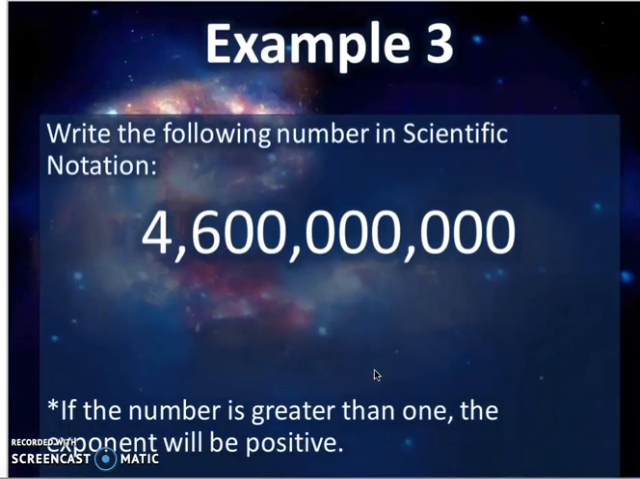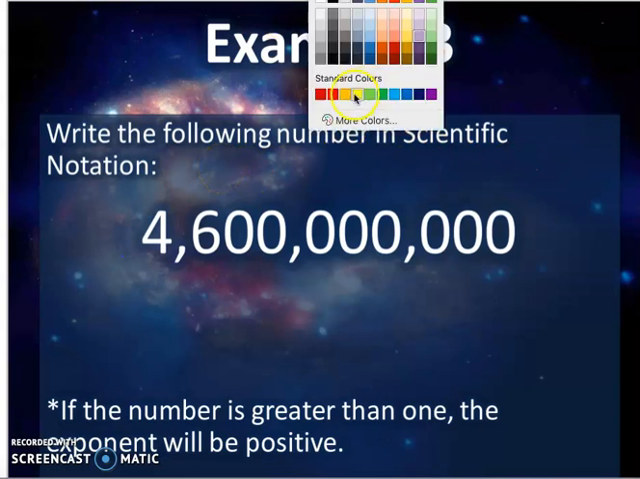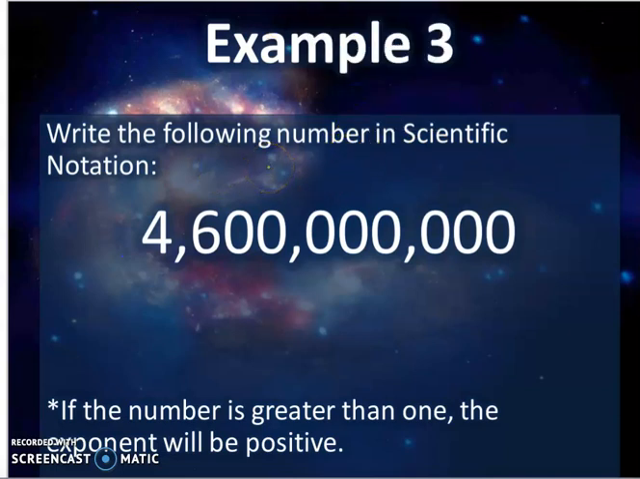Now, it wants us to write the following number in scientific notation. So instead of starting off with scientific notation and going to standard form, we are working in reverse. And this really isn't that much more difficult. All we're doing is trying to get the non-zero numbers away from all of the annoying zeros.